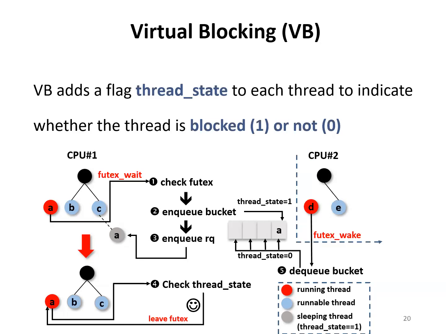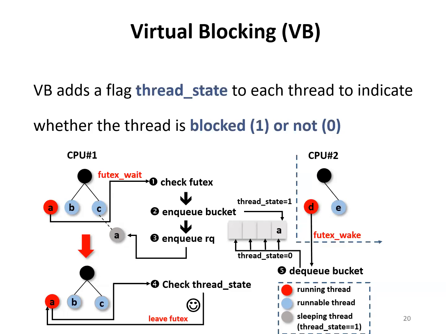We add a flag thread state to each thread to indicate whether the thread is blocked or not. Threads are not put into real sleep after the thread is enqueued to the bucket queue. We insert the threads to the end of the CPU run queue to keep active.